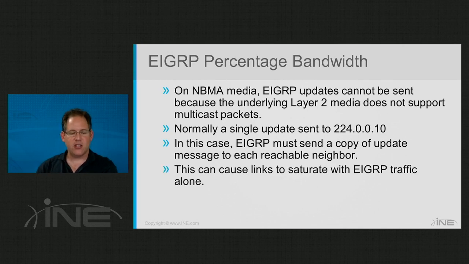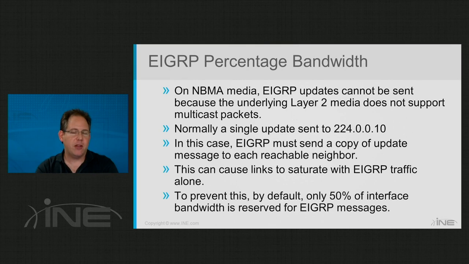This can cause links to saturate with EIGRP traffic alone. That's true if you're sending out lots of updates. Like if periodically your router has to send out 50 update packets because he's just learned about 2,000 EIGRP routes, and now he's got to take those 50 update packets and copy them 25 times because I've got 25 neighbors that are reachable on this one Frame Relay interface. That could cause that link to be saturated with EIGRP.